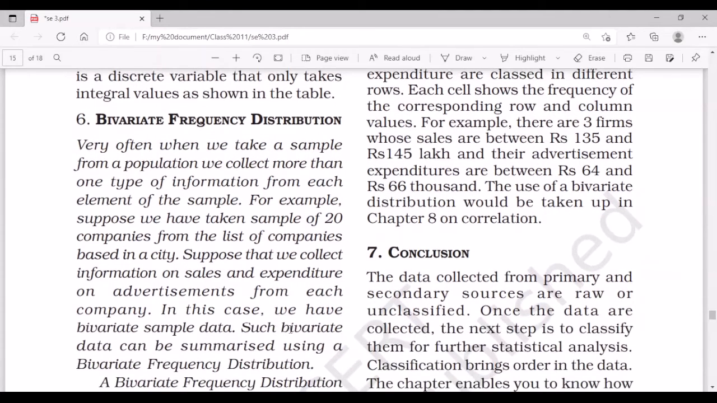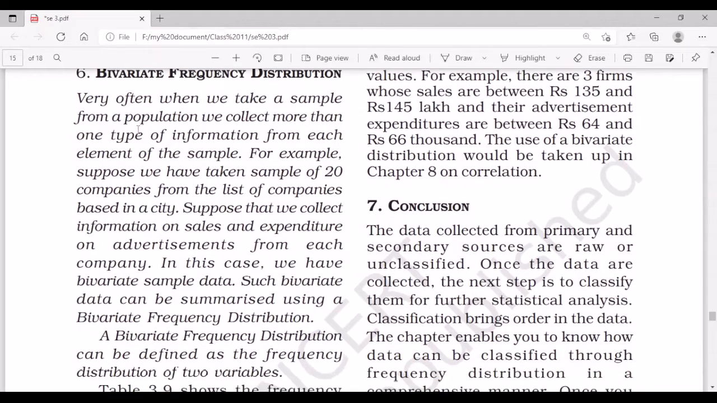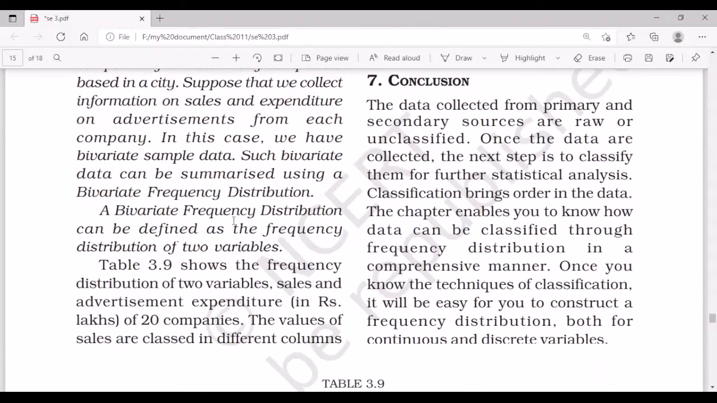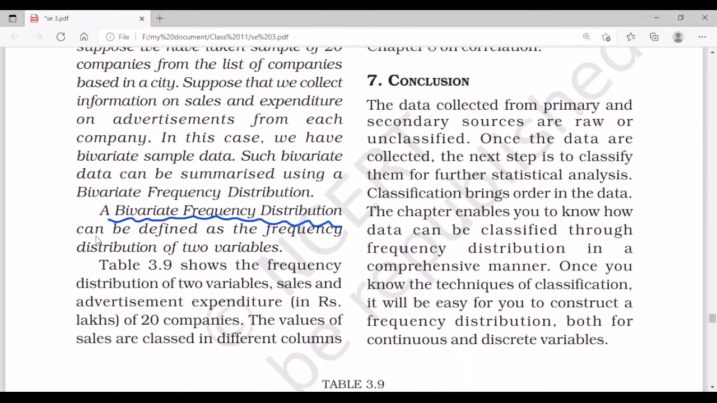Now, bivariate frequency distribution. Okay, now what is this? I will jump to the conclusion only. A bivariate frequency distribution can be defined as the frequency distribution of two variables. Until now, what we were studying was only about one variable. Now if we talk about the frequency distribution of two variables, then it is known as bivariate frequency distribution. Table 3.9 shows the frequency distribution of two variables, sales and advertisement expenditure of 20 companies.